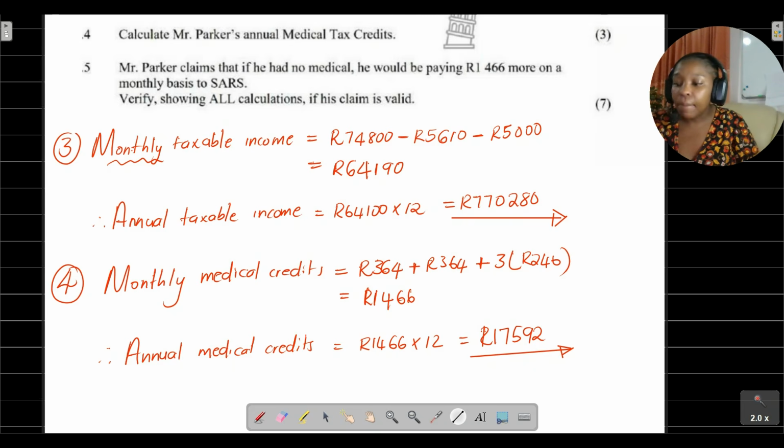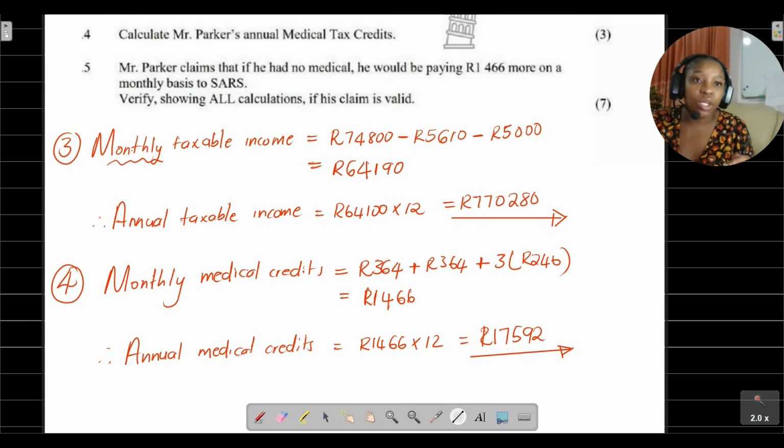So now, right, Mr. Parker is basically making a statement here, right? He's basically saying that if he had no medical aid, he was actually going to pay 1,466 more on a monthly basis to SARS, right? So we need to now verify this statement. How can we go about verifying this statement, right?